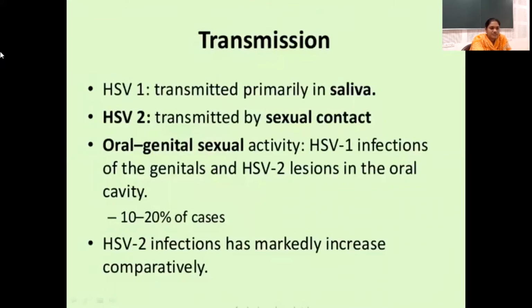Then transmission. Usually, herpes simplex virus type 1 is transmitted primarily in the saliva and type 2 by sexual contact. Herpes simplex virus type 2 infections are markedly increased now comparatively.